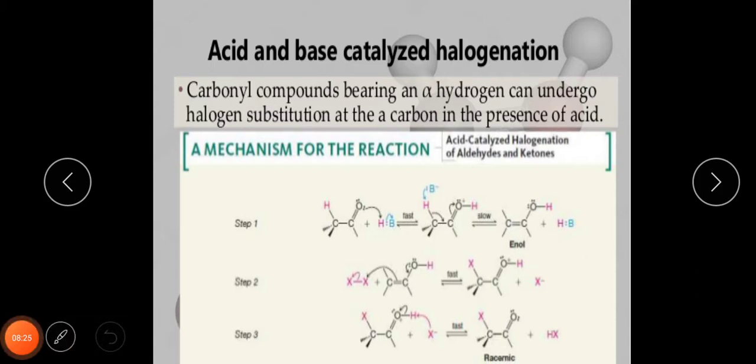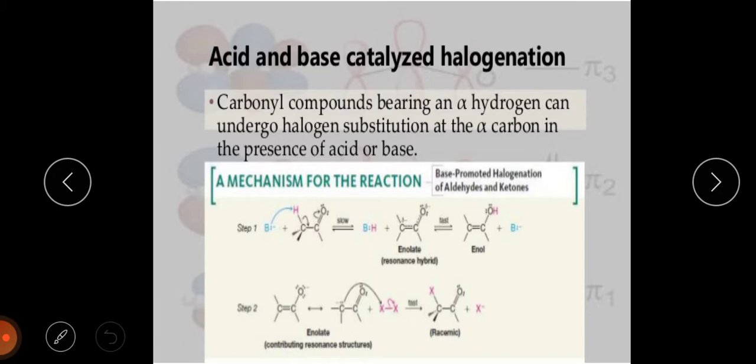So, in the first step, the enol nucleophile attacks a halogen molecule, and this halogen molecule is heterolytically cleaved and a single bond between the alpha carbon and halogen is formed. In the second step, the reaction yields a halide anion, and after protonation yields a positively charged alpha halocarbonyl compound. And after that, deprotonation results in the formation of alpha halocarbonyl compounds, which are also known as racemic.